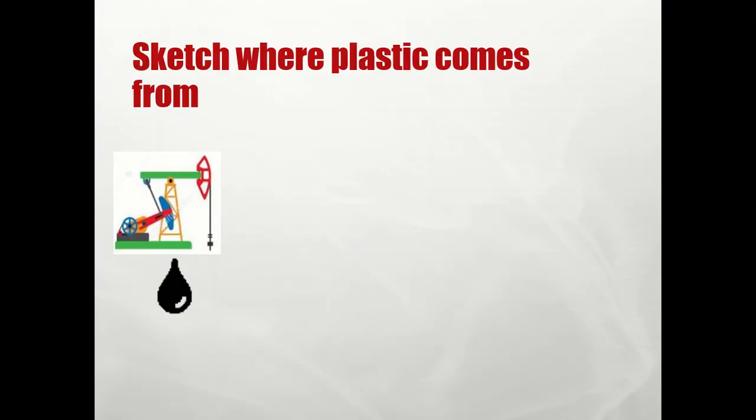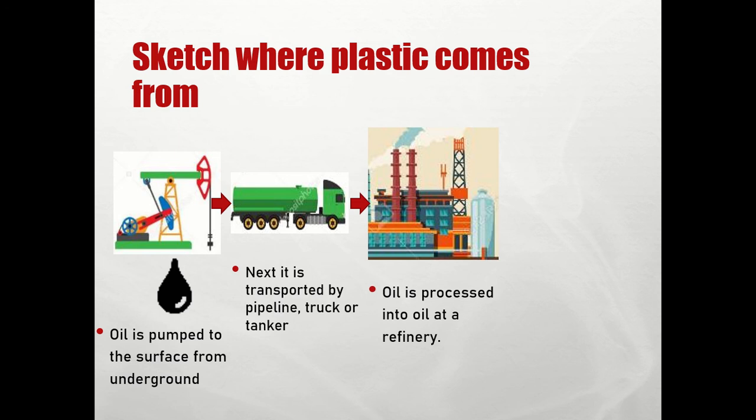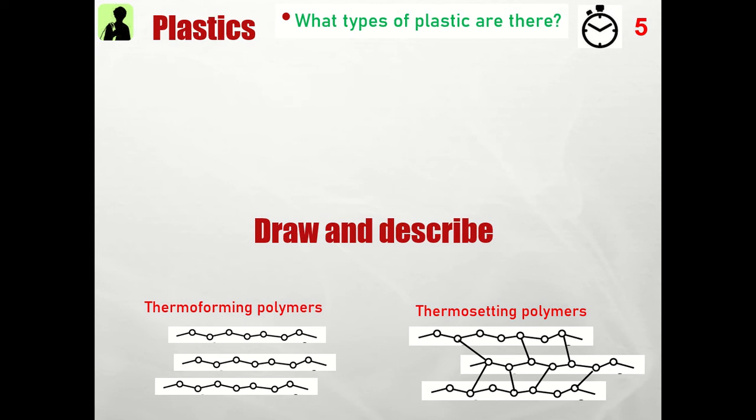Now, I want you to sketch where plastic comes from. So like I said, first sketch, I want a little drawing of oil being pumped to the surface from underground. Next sketch, I want a little drawing of a tanker or pipeline transporting oil. Then I want you to show me a refinery, just do some chimneys, some stacks like this. And then finally, I want an image of some plastic pellets. Okay, and you could add little notes. So there's one task for you to do, sketch the process. After that, I want you to name the two types of plastics.